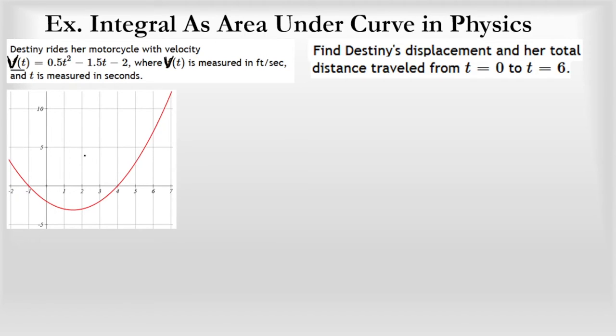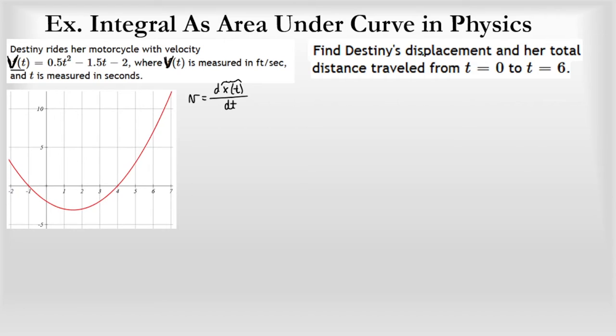Okay, so here's the velocity function. And we know that velocity is the derivative of the position function over time. This is the position function. We take the derivative of the position function over time, and we get the velocity. We know that's true. It says find Destiny's displacement and her total distance traveled.